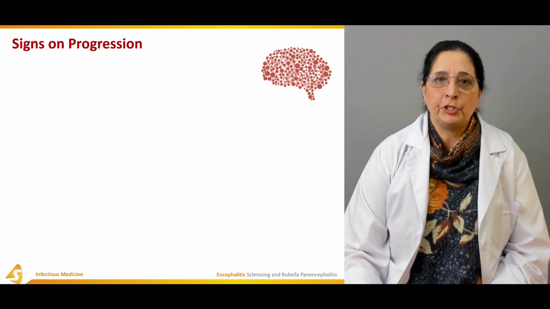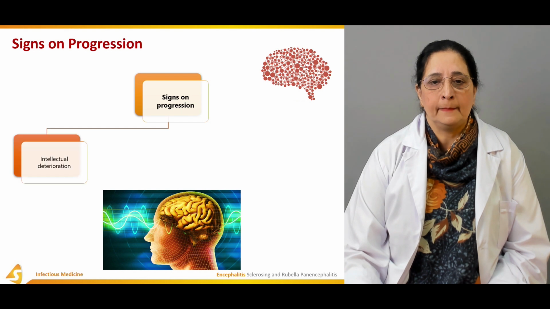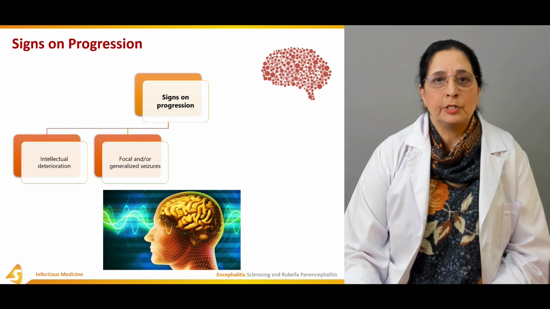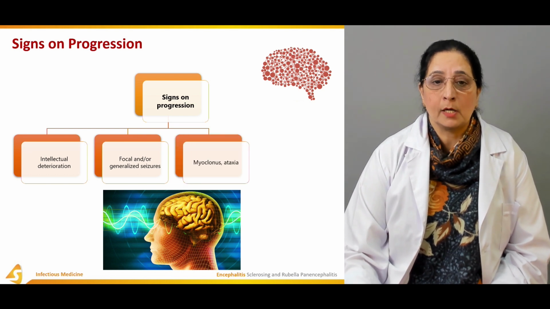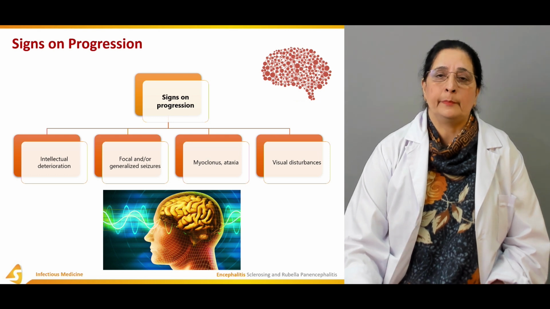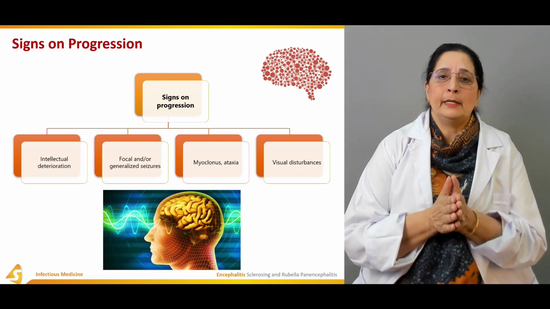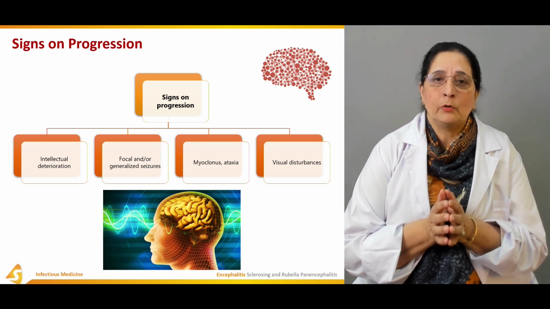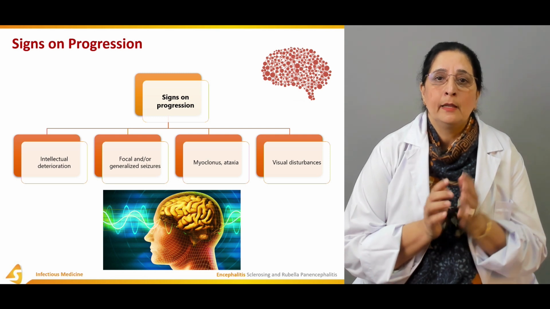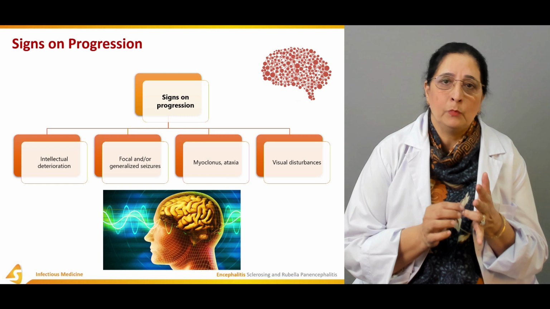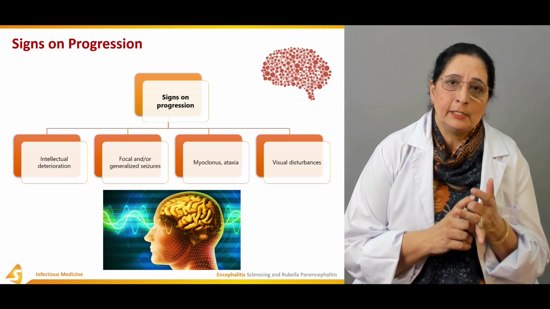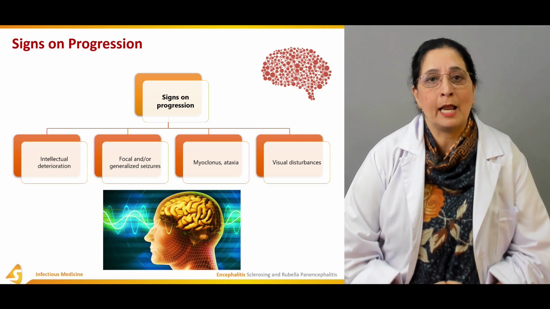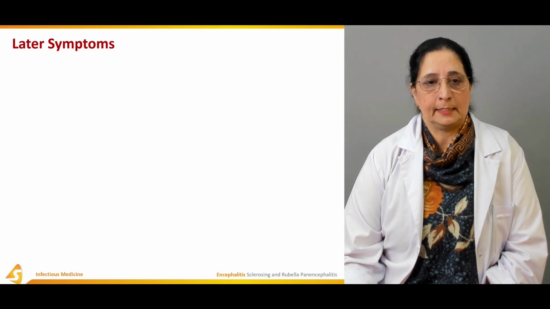Signs on progression of the disease are intellectual deterioration, focal or generalized seizures, myoclonus, ataxia, visual disturbances. All these neurological manifestations are associated with this subacute sclerosing panencephalitis. There are personality changes, mood changes, decreased intellectual level, intellectual deterioration, myoclonus, seizures.